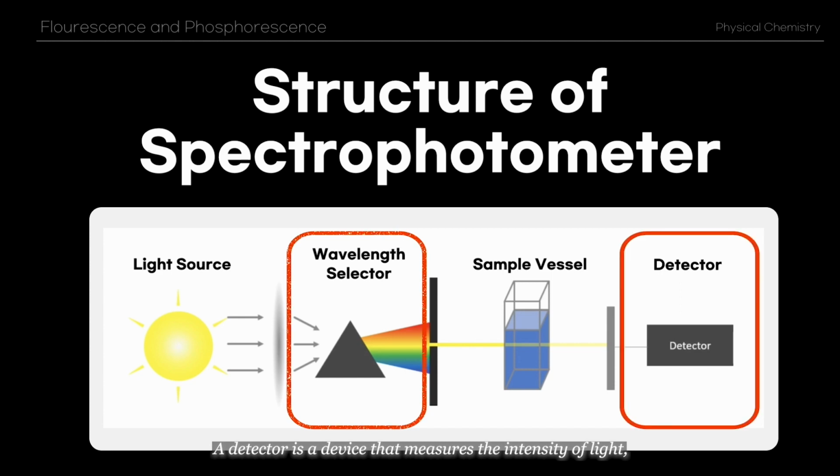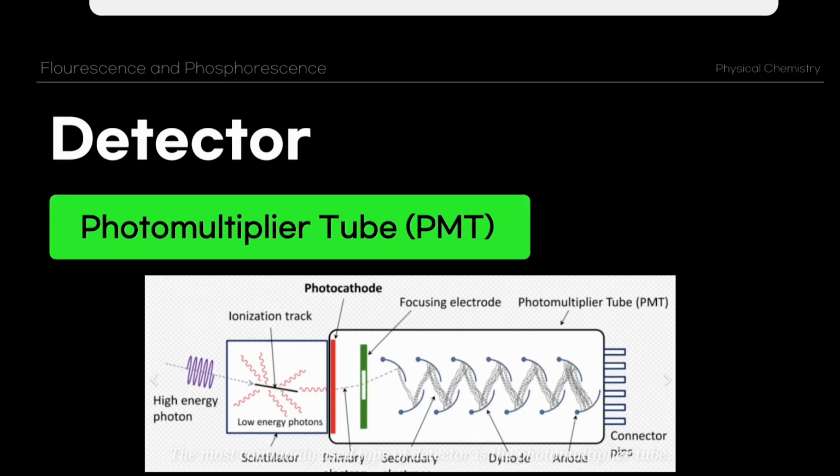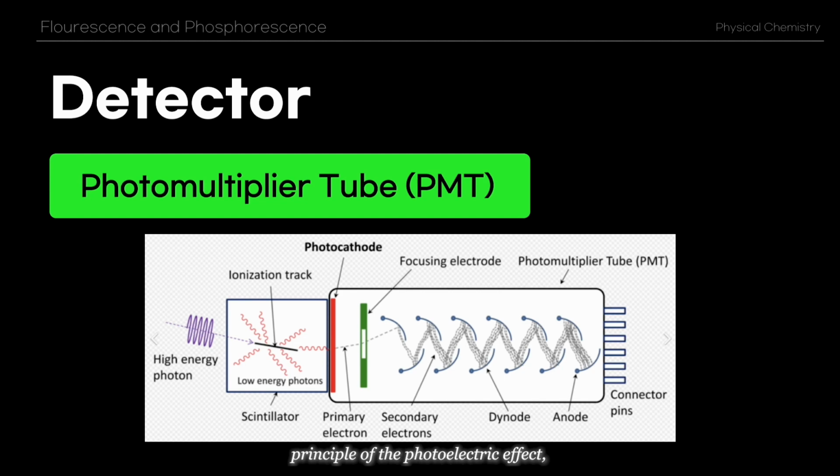A detector is a device that measures the intensity of light, and it functions to turn light into an electrical signal. The most commonly used type of detector is the photomultiplier tube. Using the principle of the photoelectric effect, it has electrodes for secondary electron supply called dynodes, so that the primary electrons generated from the anode receiving light pass through the dynodes and generate many secondary electrons. In other words, after one primary electron passes through 10 dynodes, about 100 secondary electrons are created. By amplifying the current in this way, even weak light can be effectively detected.